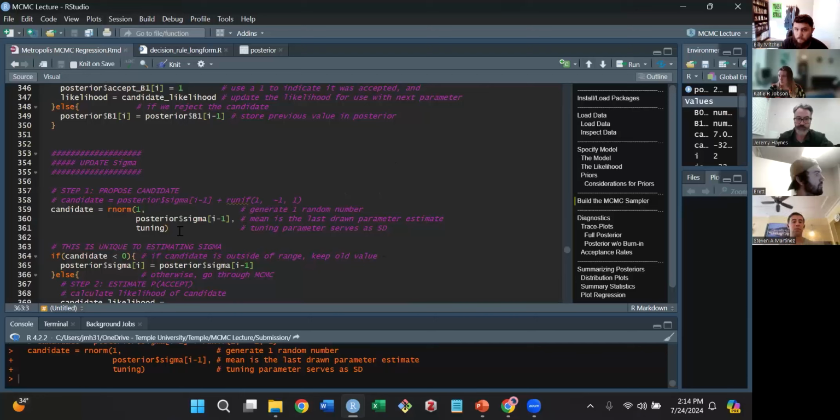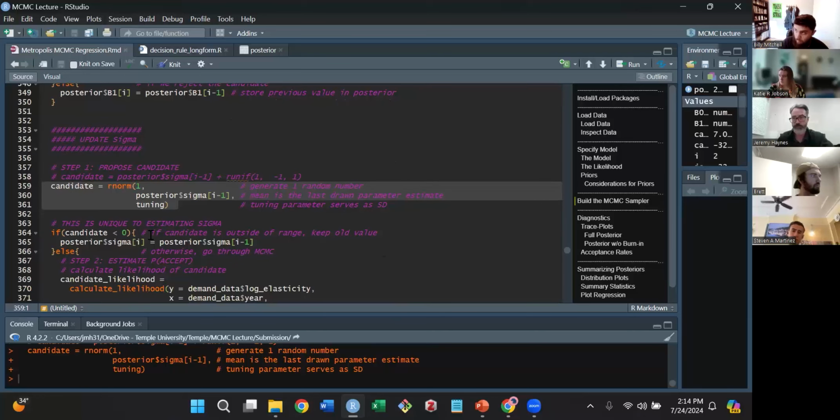So we're still going to use a Gaussian random walk to generate candidates for the standard deviation. But remember that standard deviations can only be positive. And so we don't want candidates that are negative. And with this line of code, that is possible. So we want to avoid that at all costs.